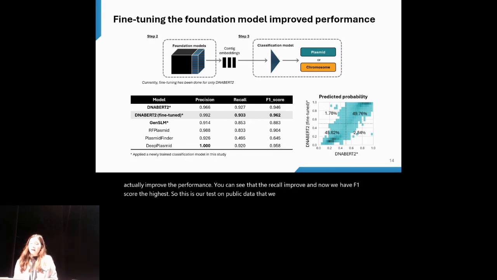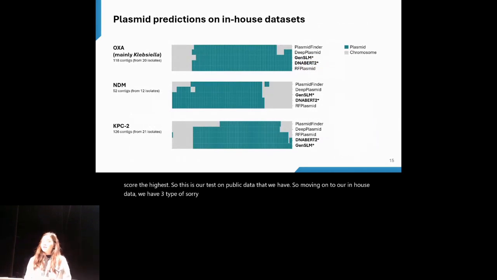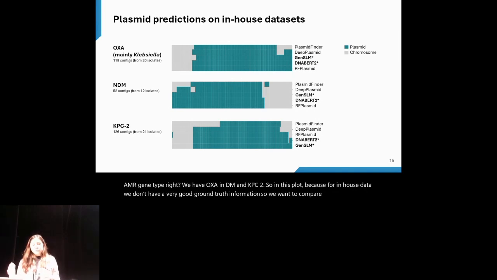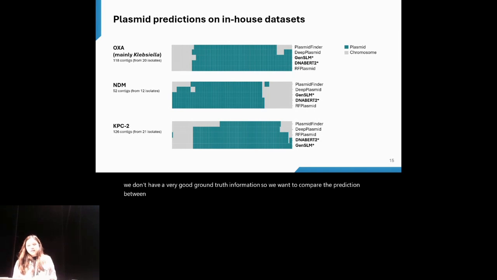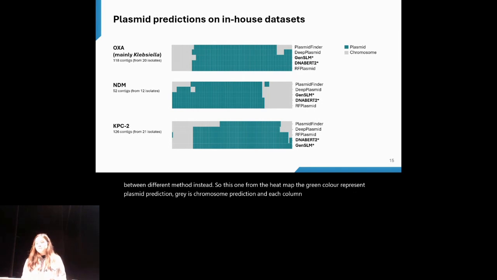So moving on to our in-house data. We have three cohorts of in-house data that focus on three important AMR gene types: OXA, NDM, and KPC2. In this plot, because for in-house data we don't have very good ground truth information, we want to compare the predictions between different methods instead. From the heat map, the green color represents plasmid prediction, gray is chromosome prediction, and each column represents one contig that we make a prediction on.